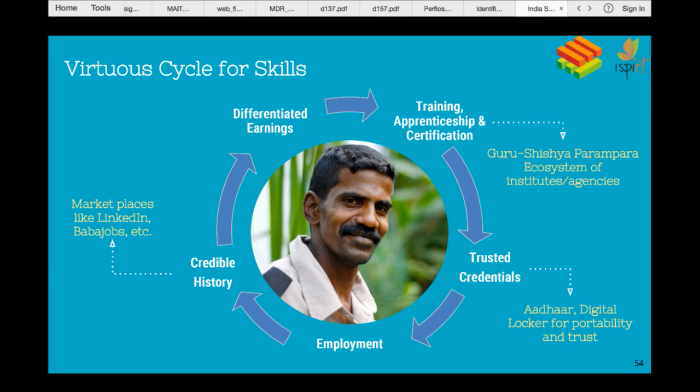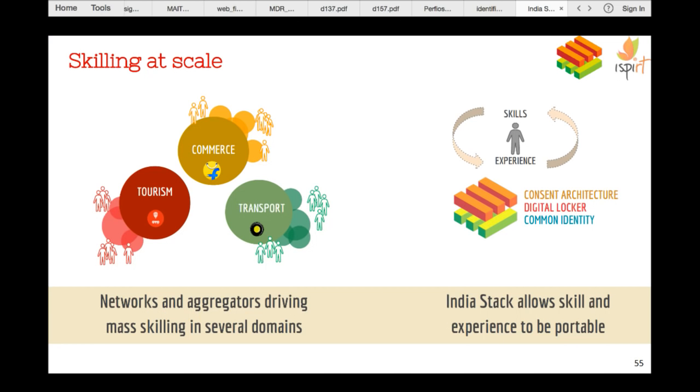And we really want to see how this can be used to empower people at the bottom of the pyramid who have skills, who are learning, but are unable to monetize them. And this will, of course, allow multiple segments, whether it's transport, tourism, commerce, security, to grow, because your skills and experience become portable and you're able to benefit from that.